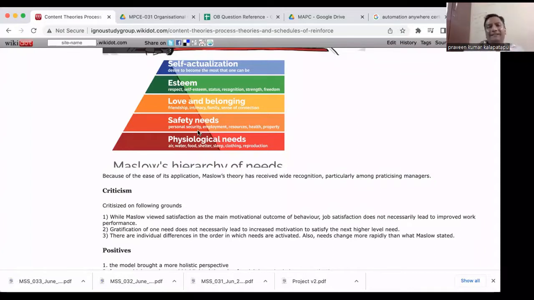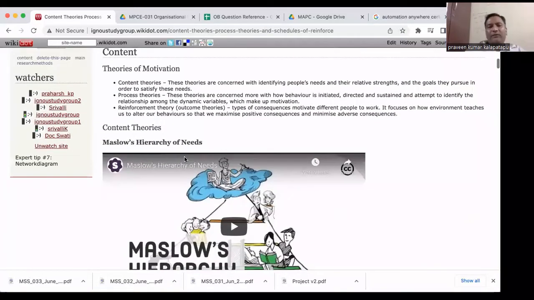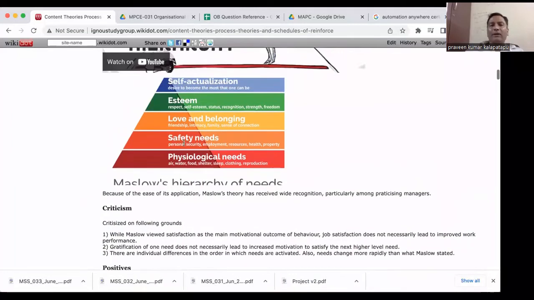Now we want status. We want self-respect, self-esteem. And then it goes to self-actualization, which is the highest, where you are actually being the best of whatever you wanted, right? So this is how one needs to go through. This is mainly concentrating on the needs part of it, right? So this is the hierarchy of needs that we are talking about. It goes from physiological to safety to love, esteem, self-actualization.